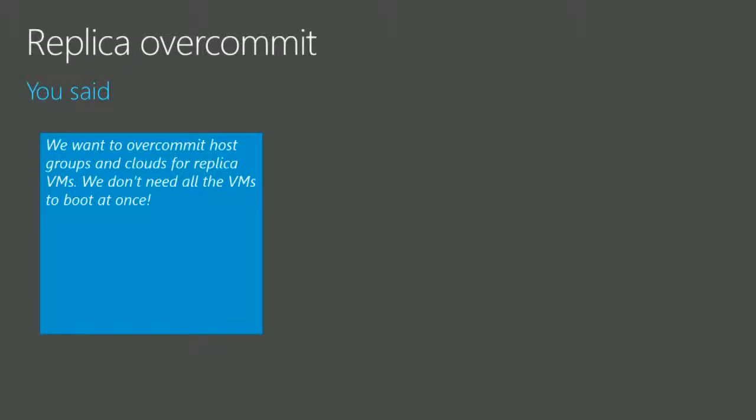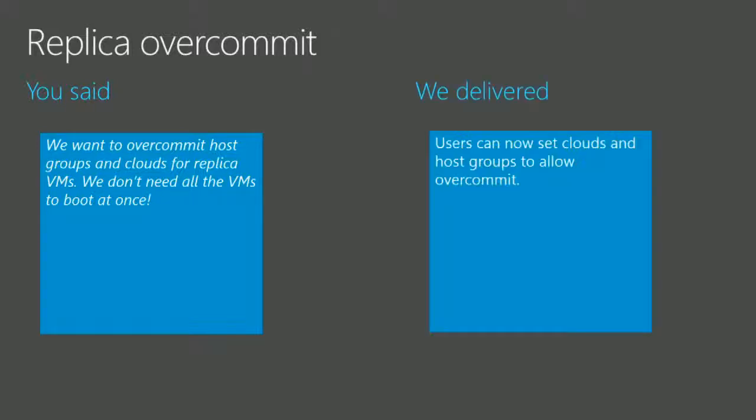One of the other things we heard was that for Replica, a lot of people were telling us that we weren't allowing you to overcommit clouds or host groups for Replica. The reason we did that was we thought, if you've got a backup site and everything's gone down, you need everything to come up, so you're not going to want your secondary piece to be overcommitted. But the feedback we got is we don't need all the VMs to boot at once. Maybe some are more important than others. We still would rather overcommit. And so in UR6, you can now set clouds and host groups, through custom tagging, to allow overcommit.